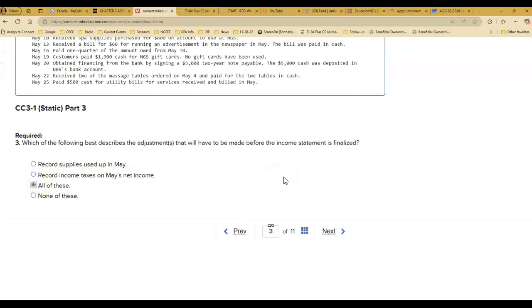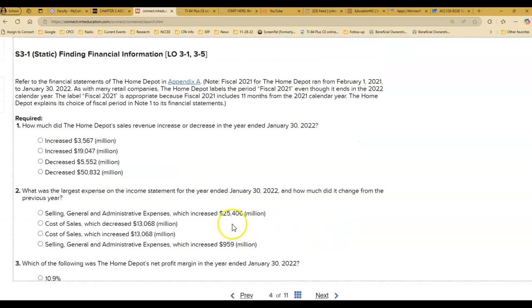So keep in mind that the last journal entry that we make every single month is for taxes. Do we owe anything to the federal government? Do we owe anything to the state government? Do we have international income that we owe taxes on? Okay. How we doing? All right.